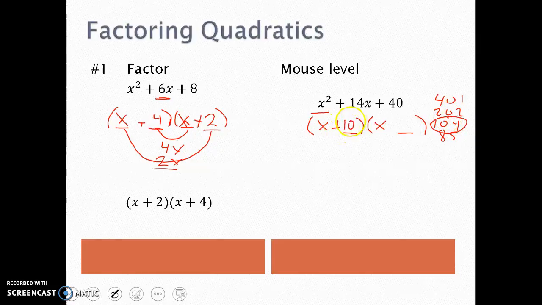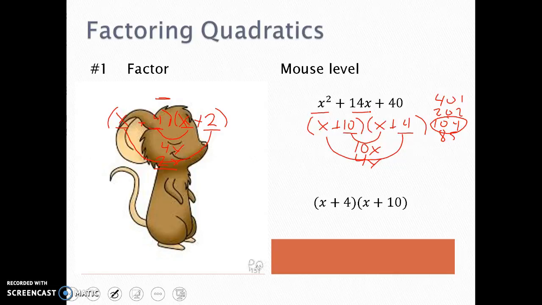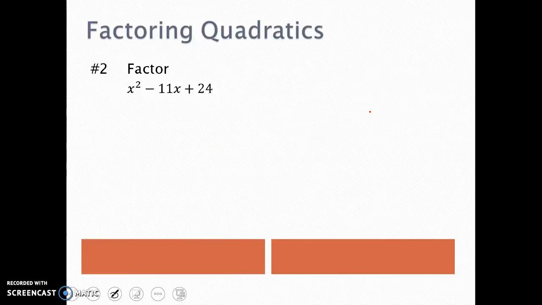If I put plus 10 here and plus 4 here, then if I check it, this is 10x and this is 4x, and together that does give me 14x. And so it's x plus 4 times x plus 10. And if you got that, congratulations, you are on the mouse level. That's the entry level of factoring. Let's see if we can do another one here.